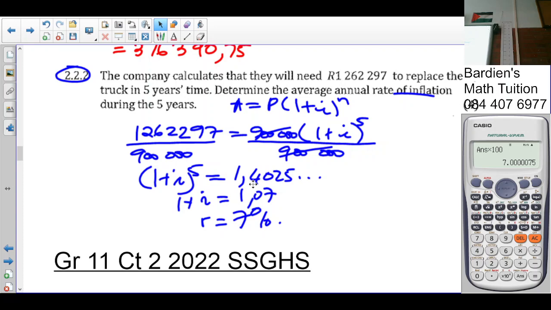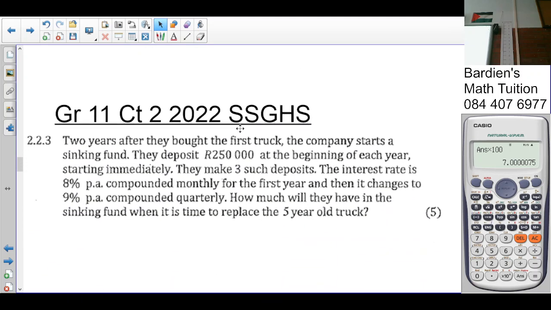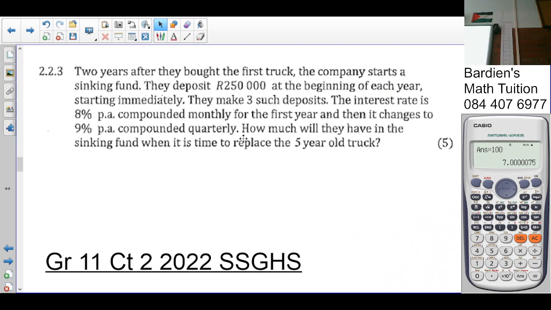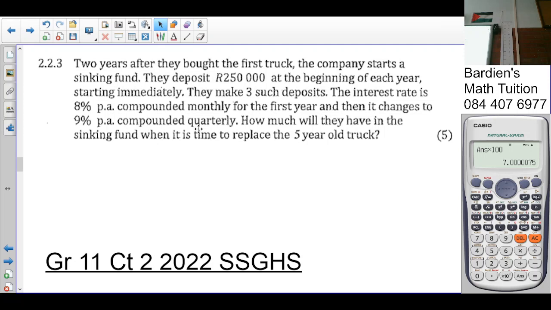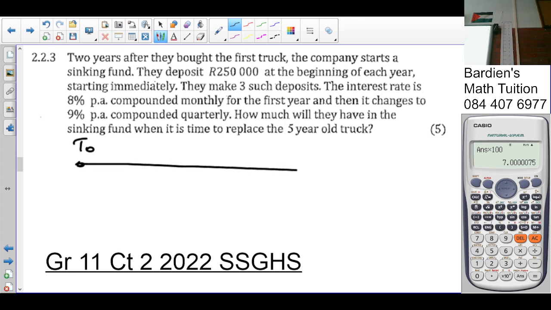Okay, let's look at the next question. We are told that 2 years after they bought the first truck, the company starts a sinking fund. They deposit 250,000 rand at the beginning of each year. You see, 2 years after they bought the first truck. So if you set up your timeline here, not initially, not in the first.